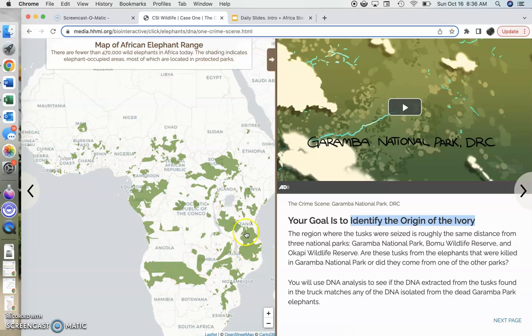These little green sections are all of the places where wild elephant populations live today. And we can use some DNA analysis to do this. So in general, as you're working through this, you want to watch every video when you see a place to watch. They're short videos, but they're really helpful. You want to read all of these blurbs where you see a place to read.